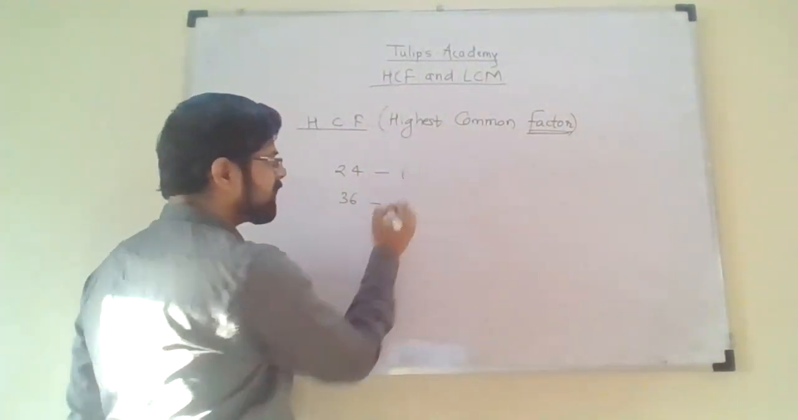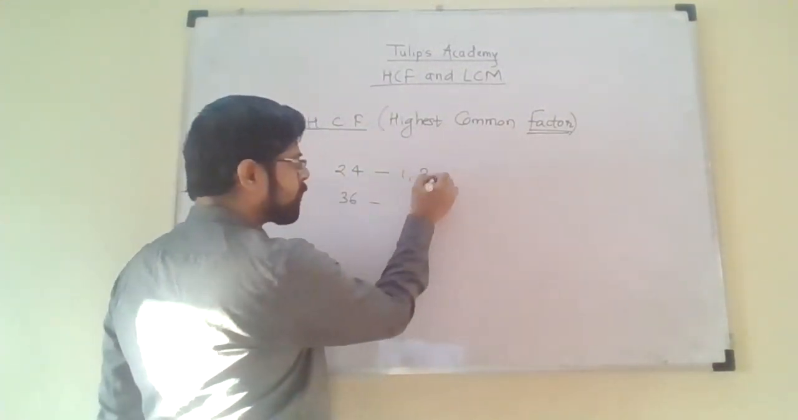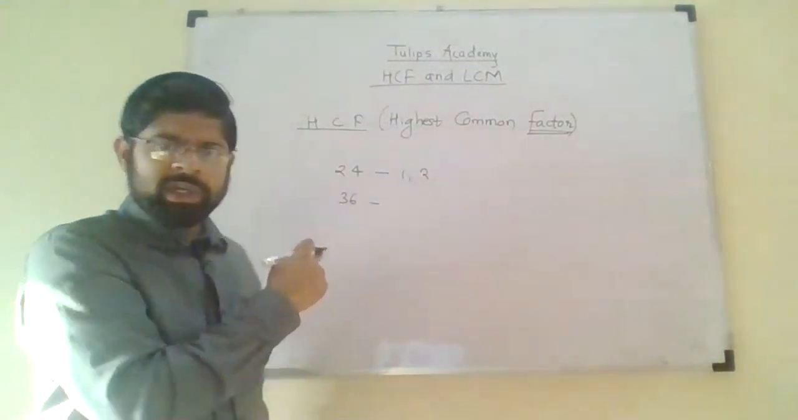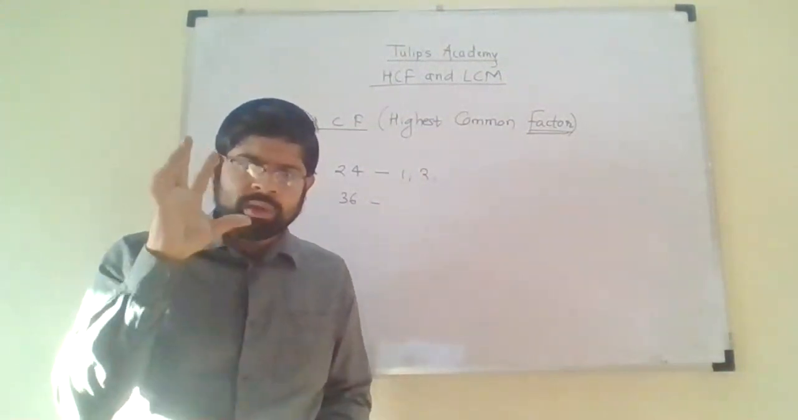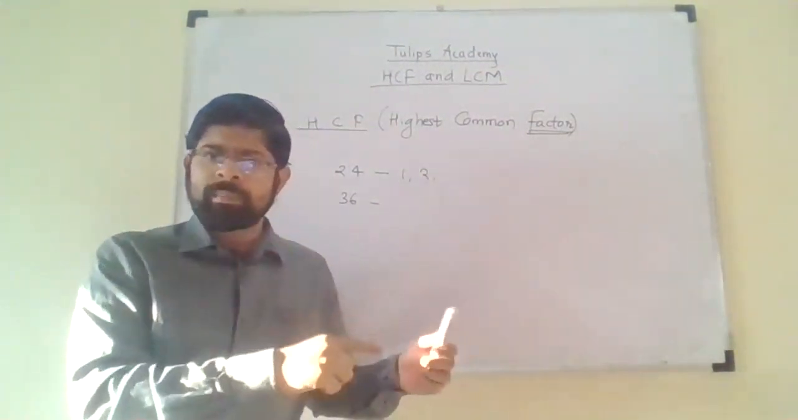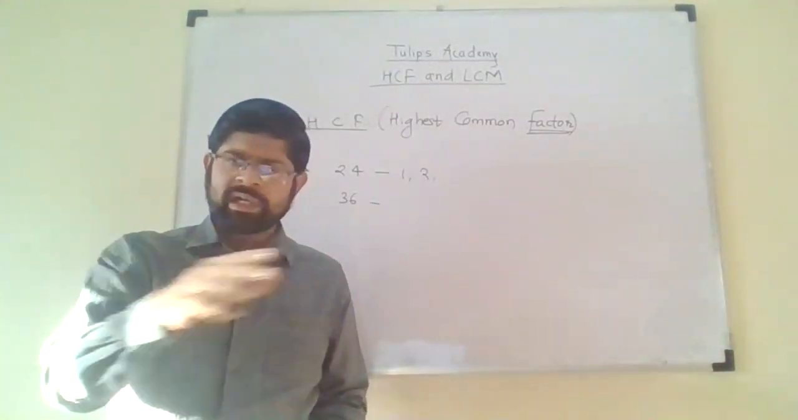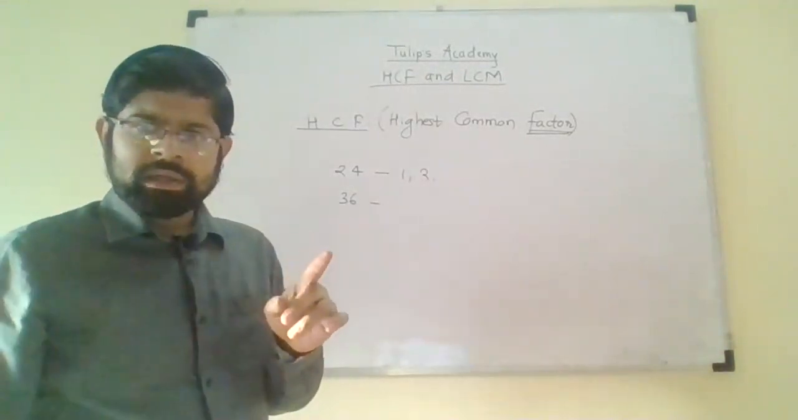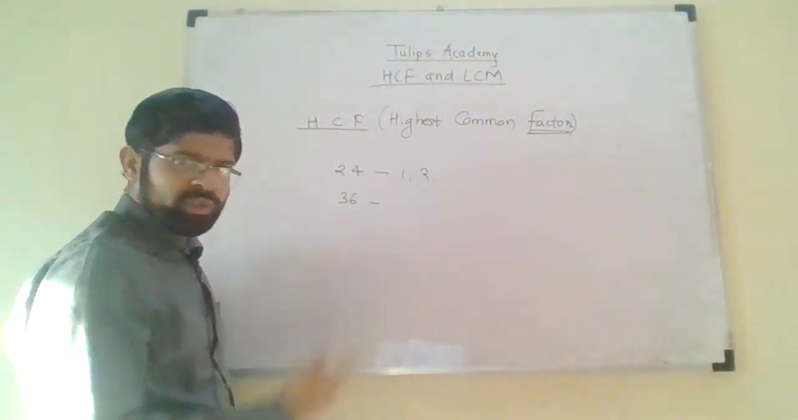So 1 is a factor of 24 because 24 appears in the table of 1. 2 is a factor of 24 because 24 appears in the table of 2. We have already studied the divisibility test in my previous video. If you have not seen it, please go to my previous video; you will find the link in the description. So 24 is divisible by 2, so 2 is a factor of 24.